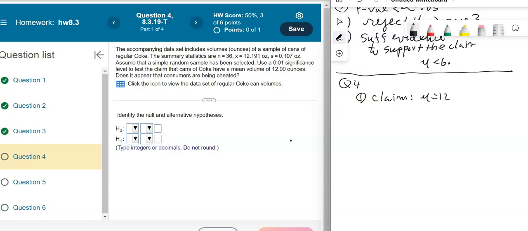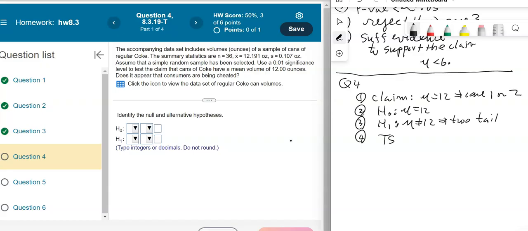Okay, so number 1, claim: mean is 12. So this is case 1 or 2. Number 2, the null hypothesis is 12, of course. The alternative hypothesis is not equal to 12. So two-tailed, right? Number 4, now the test statistic is T using a calculator.